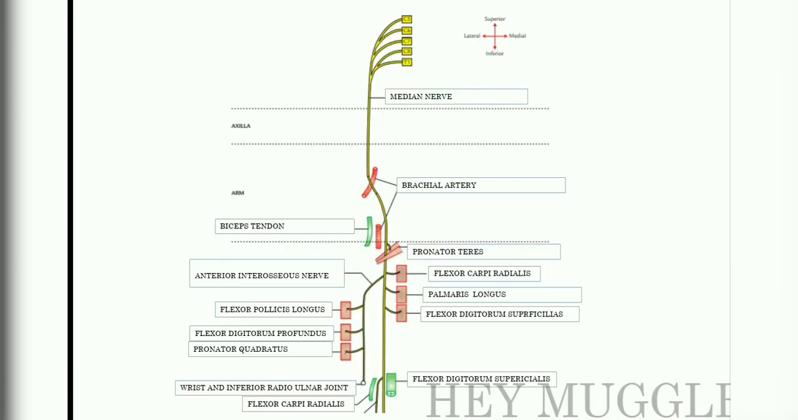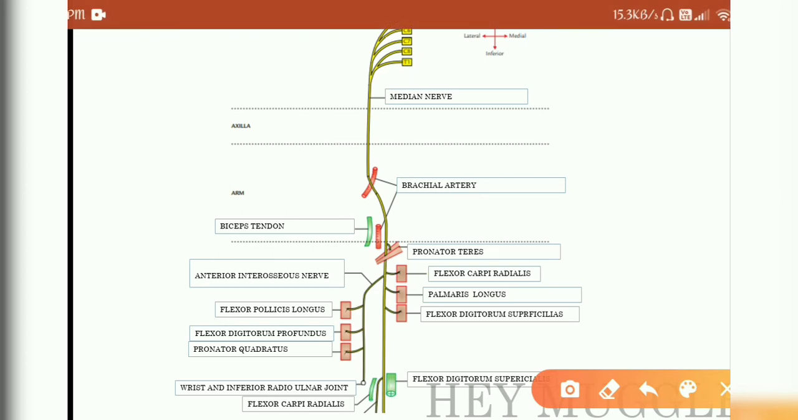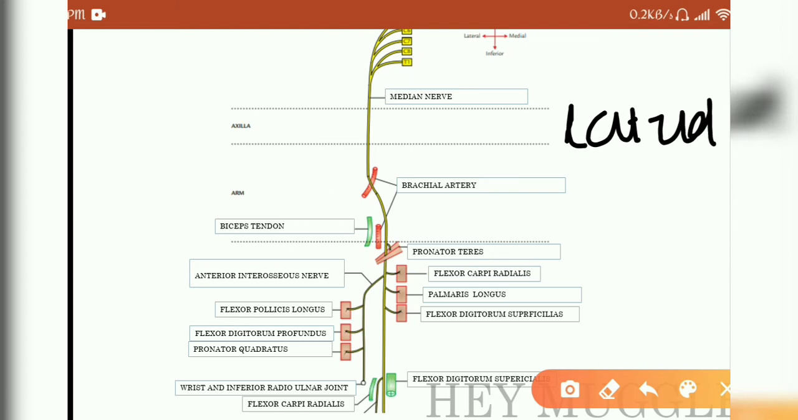Coming to the course and branches of your median nerve. In axilla, median nerve lies on the lateral side, right? Then it enters your arm at the lower border of teres major muscle. In arm, it runs lateral to the brachial artery. This is your brachial artery.